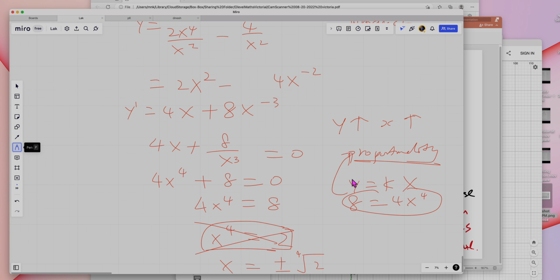So basically, you just tell 8 equal to 4x to the power 4. It matches the y equals kx. Okay? And y equals kx is direct proportional.